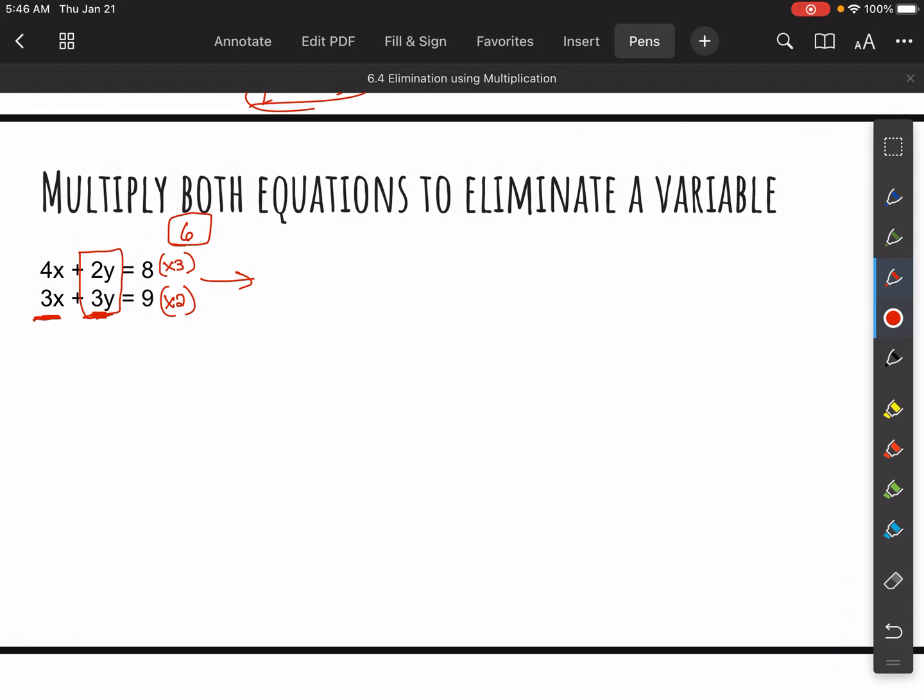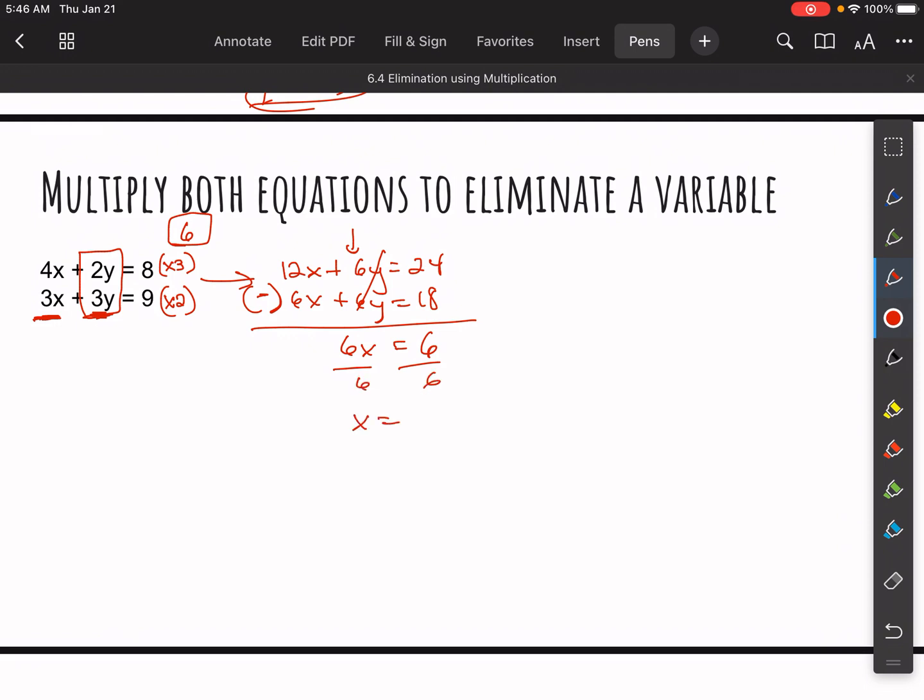So if I multiply the first equation by 3, I get 12x plus 6y is equal to 24. And if I multiply the second equation by 2, I get 6x plus 6y is equal to 18. Now I'm going to subtract because my signs are the same. Okay, so if I subtract here, I get 12 minus 6 is 6x. 6 minus 6 is nothing. 24 minus 18 is equal to 6. Divide both sides by 6, and x is equal to 1.